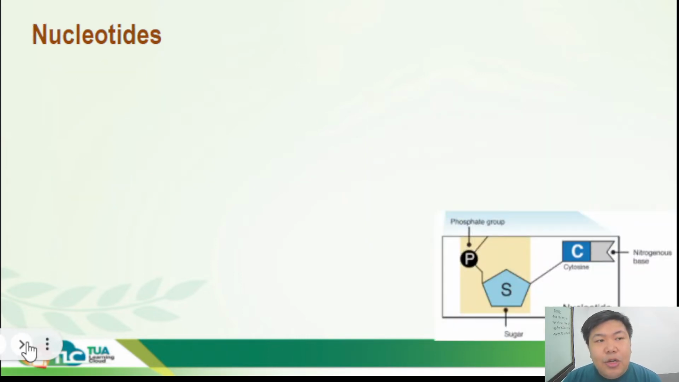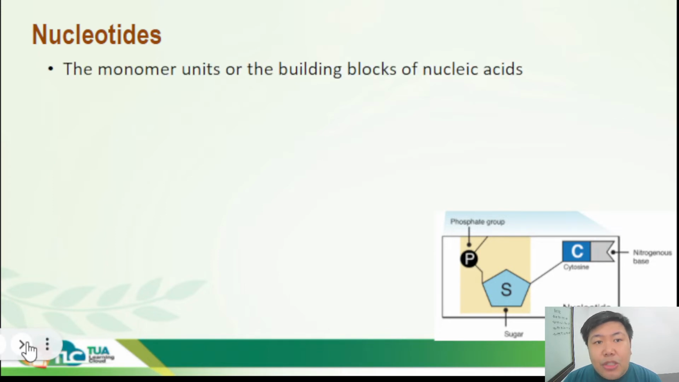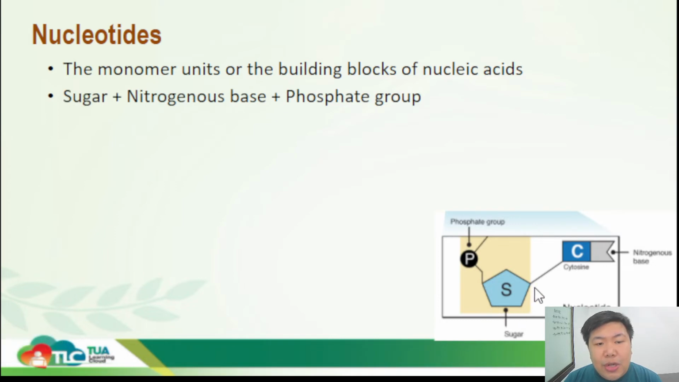So DNA is composed of nucleotides. These are the monomer units or the building blocks of nucleic acids, both for DNA and RNA. So basically, your nucleotides are composed of a sugar, a nitrogenous base, and a phosphate group. So please do remember that your nucleotides are composed of your sugar attached to your nitrogenous base and attached to a phosphate group.